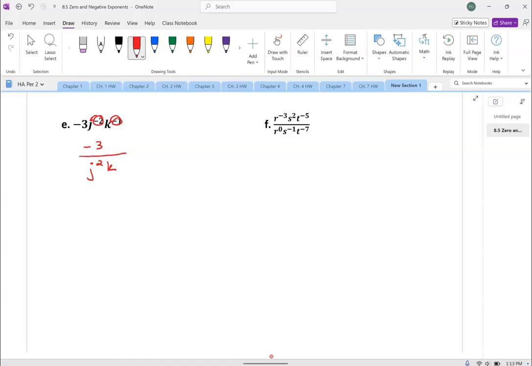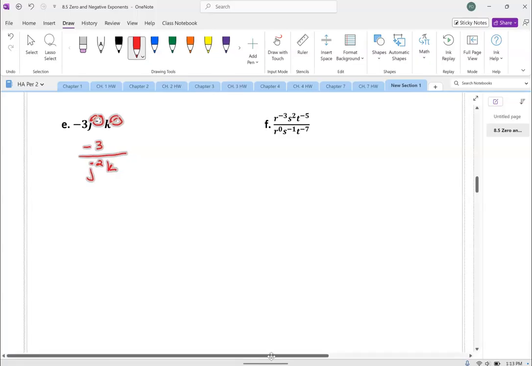All right, so now F. r to the -3, s squared, t to the -5 over r to the 0, s to the -1, t to the -7. So right away, I'm crossing out r to the 0. I know it's going to be 1. I'm just going to get rid of it.